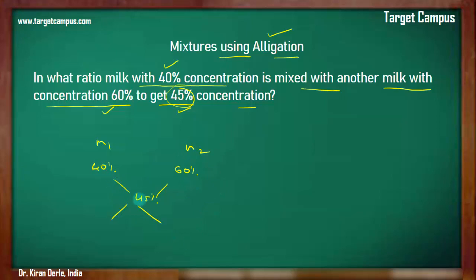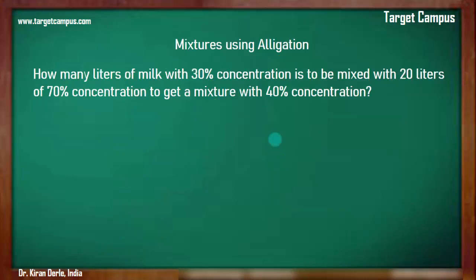The cross difference: 5, and the other cross difference is 15. 15 is to 5 is 3 is to 1. So the ratio in which milk with 40% concentration is mixed with the other milk is 3 is to 1. I hope you have got this. If you don't know alligation, you should check my video on alligation, in the averages topic. I hope this is clear.